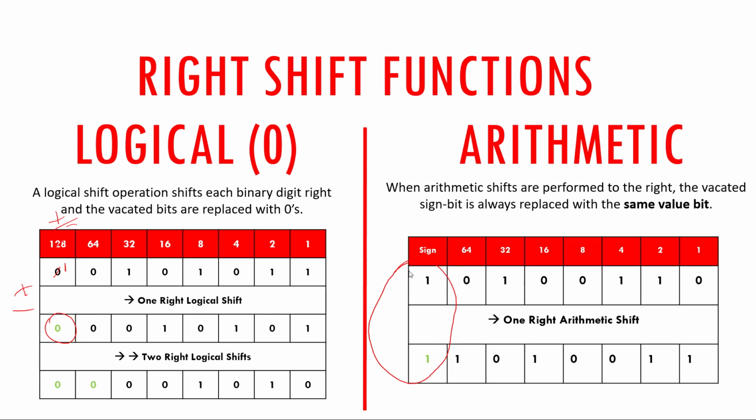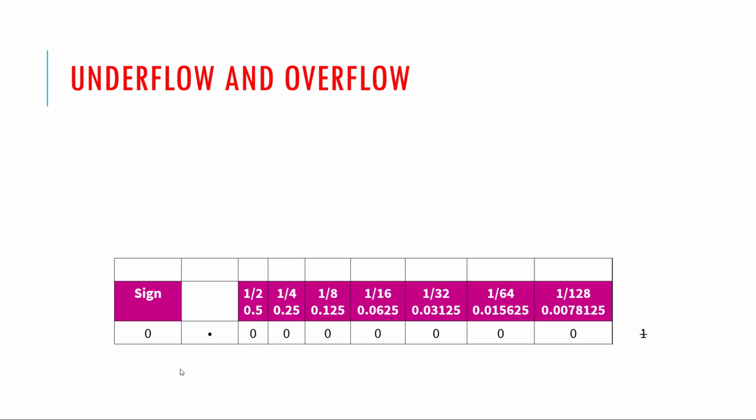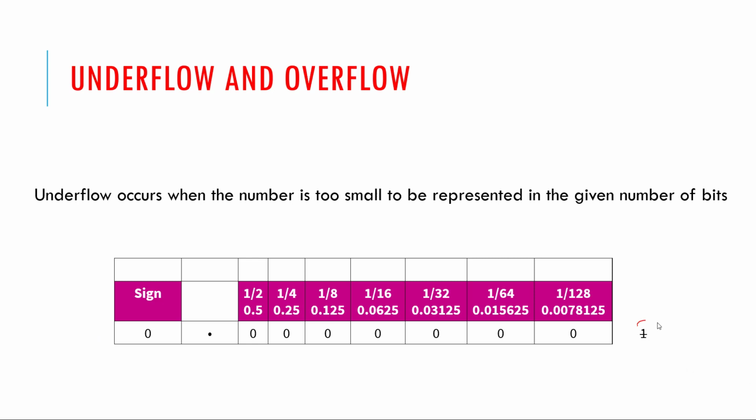Very bad thing. So when we shift to the right, we always replace it with whatever the sign bit was. So if it was a 1, it's a 1. If it's a 0, it's a 0. Okay? Overflow, you've used it before. Overflow's at the end and underflow is at the opposite end. So there's underflow for you.